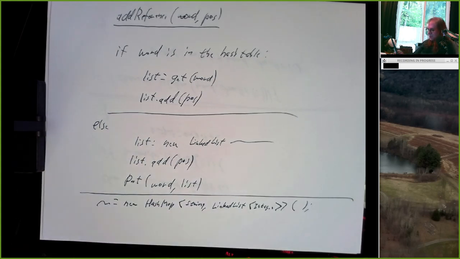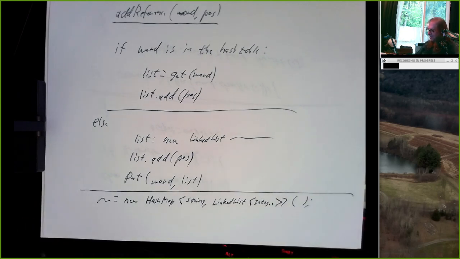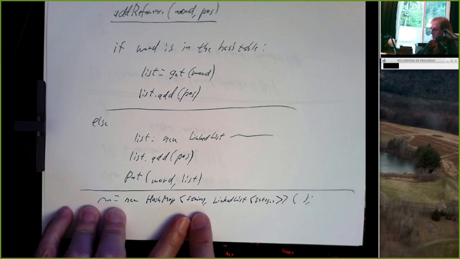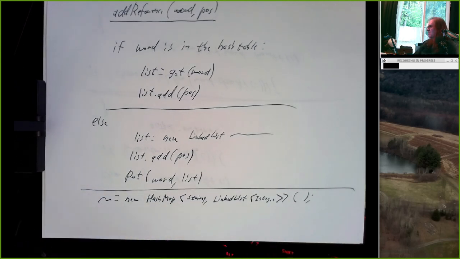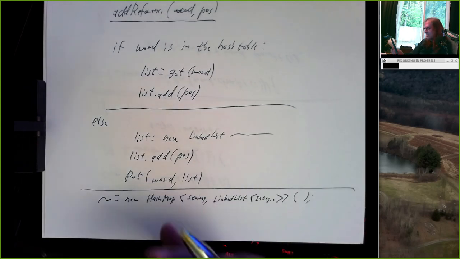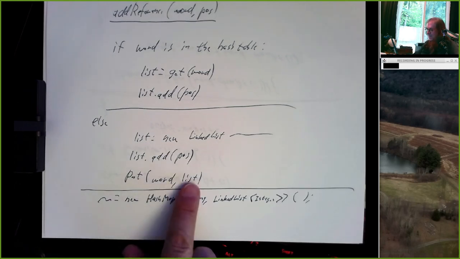And so you're telling the system, okay, I'm going to have a hash map. The keys will be strings, the values will be linked lists of integers. Initially, the hash map is empty. There's no data in there. If I say get any string, it's going to come back null. But when I add something to it, what I should add is a word and a linked list.